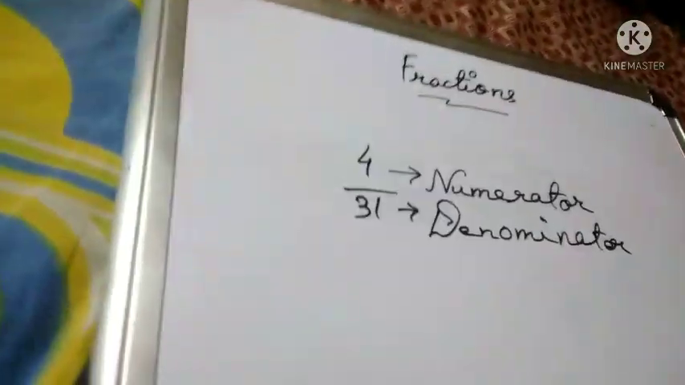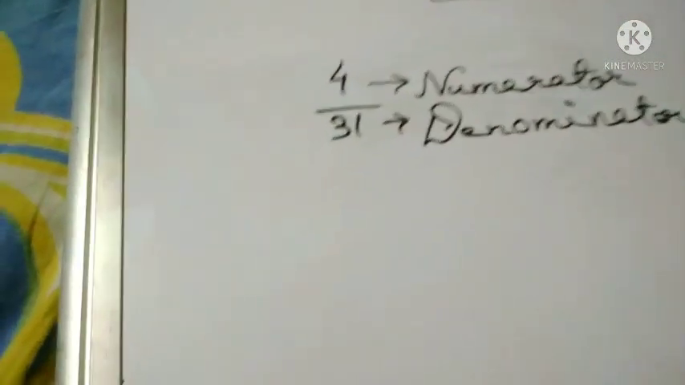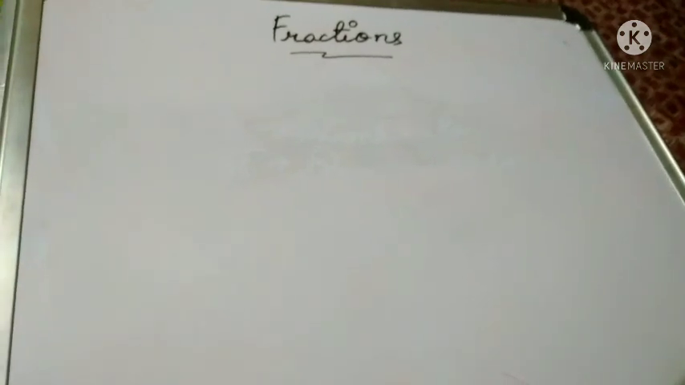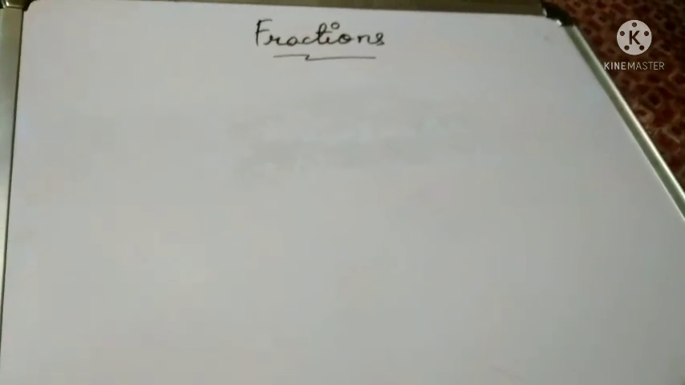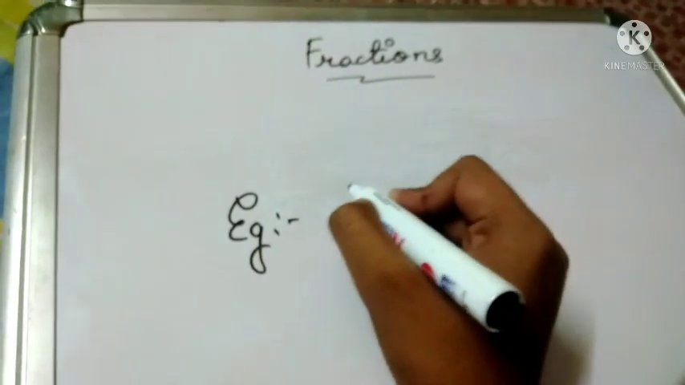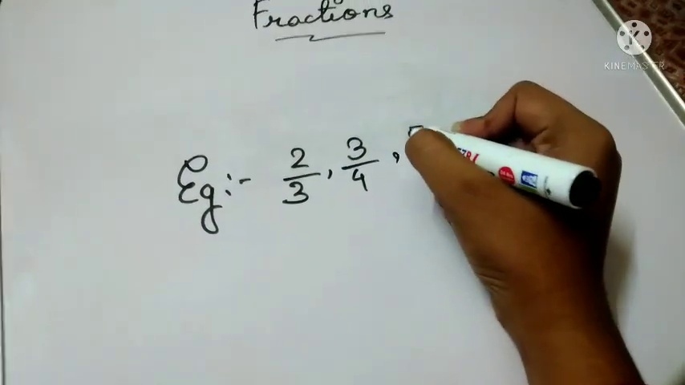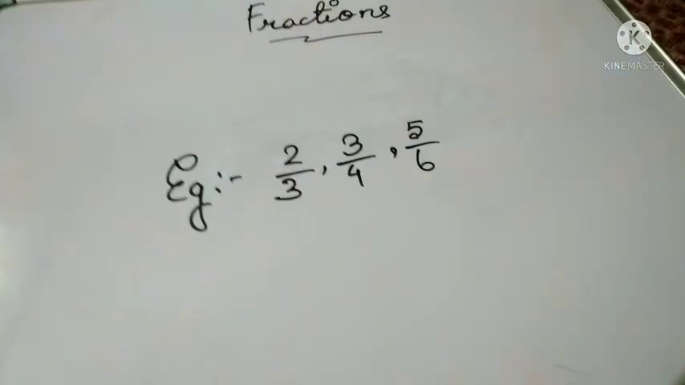So now we are going to learn what is a proper fraction. A fraction whose numerator is less than its denominator is called a proper fraction. I'm repeating it again. A fraction whose numerator is less than its denominator is called a proper fraction. Some examples of proper fractions are 2/3, 3/4, 5/6. These are all proper fractions.